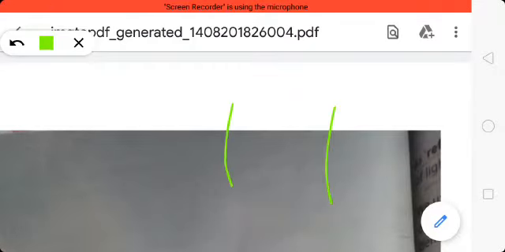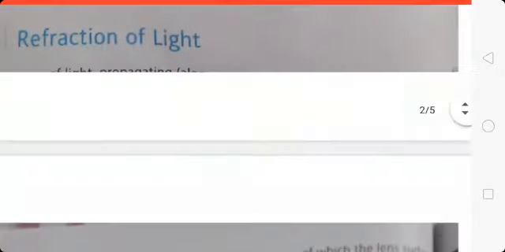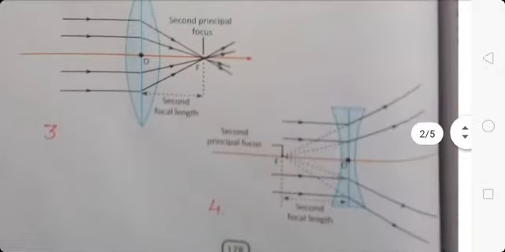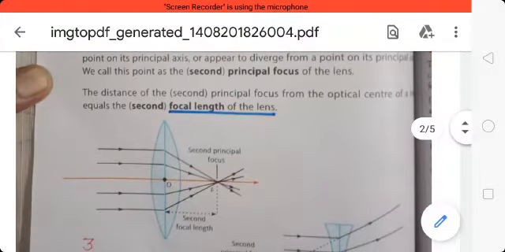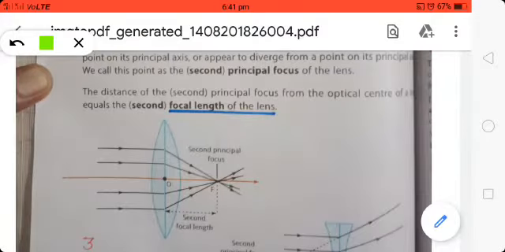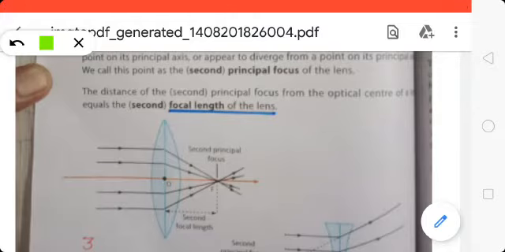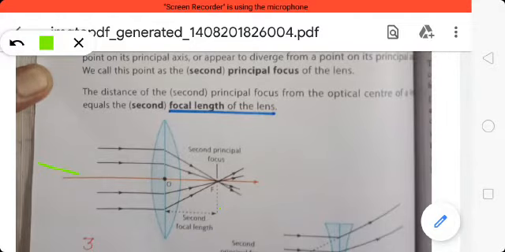So I will let you know here about the principal focus and other things. You see here, this point is F, the focus, and this point is O. So the distance between F and O is known as the focal length. So this is the principal focus.